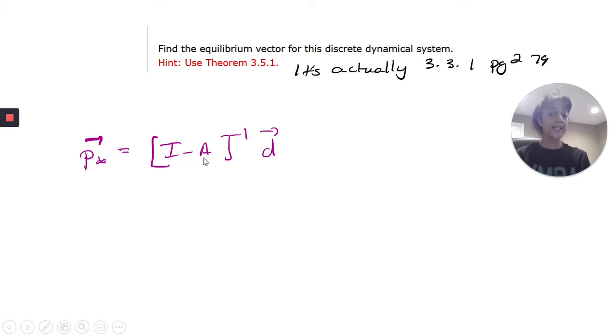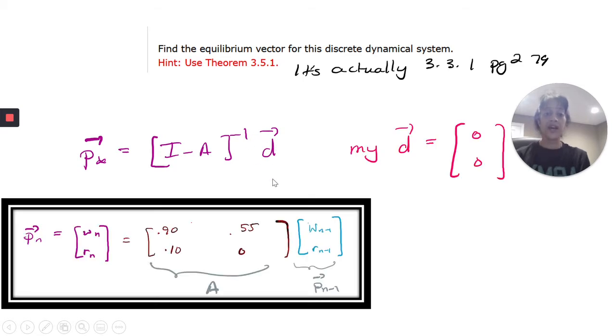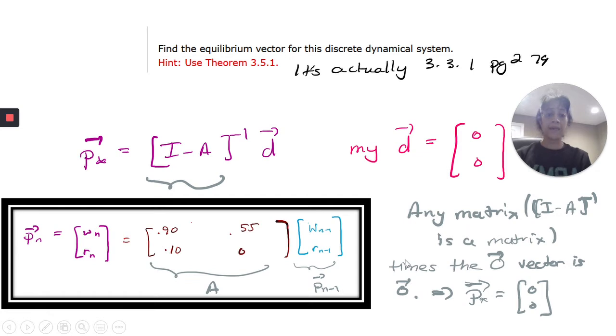Now, if a is not invertible, it doesn't exist. So it's not always trivial here. You can have some complicated things. But you multiply that by the d vector. Well, our d vector in this case is 0, 0. I didn't have anything added here. This is the screenshot of what we did before. And anytime I have a matrix times the 0 vector, I get the 0 vector back.